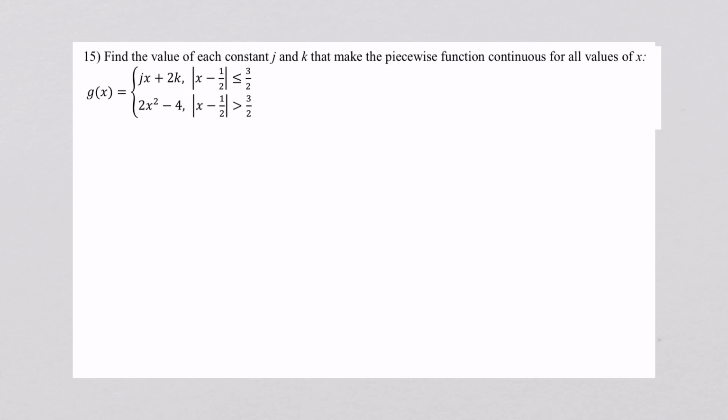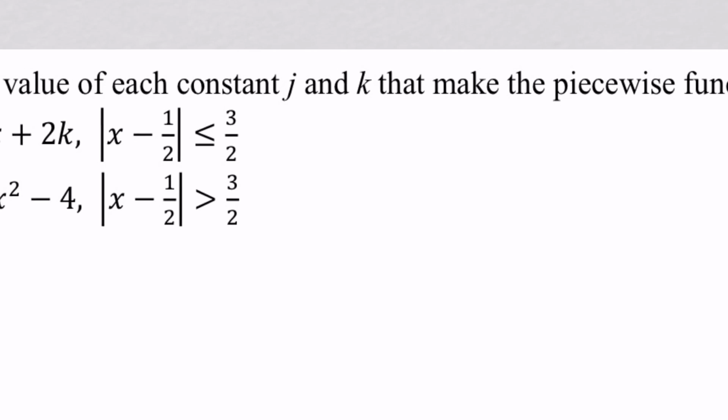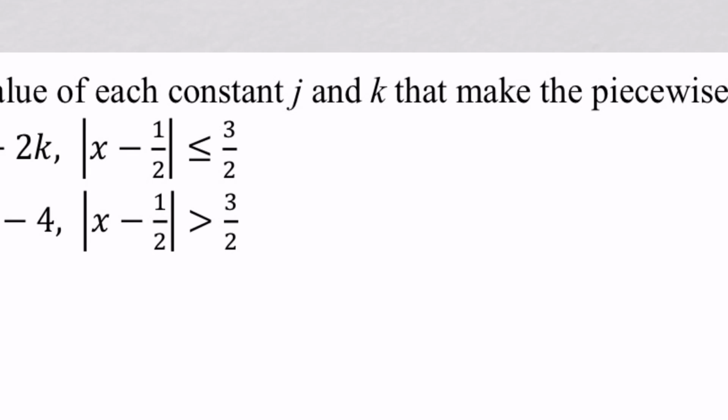Alright, problem number 15. Find the value of each constant, j and k, that make the piecewise function continuous for all values of x. Well, the first thing we need to do is figure out what the values of x are that we're even looking at. And to do that, we need to break down this absolute value inequality. So let's just start with this top one, since the bottom one is the exact same, it just has a different inequality symbol.